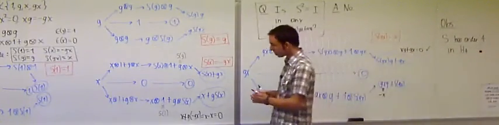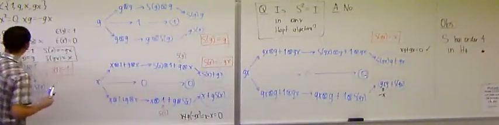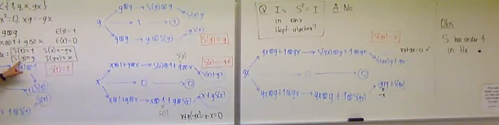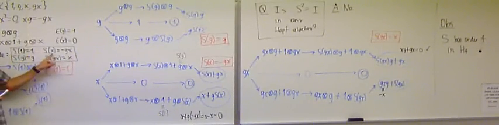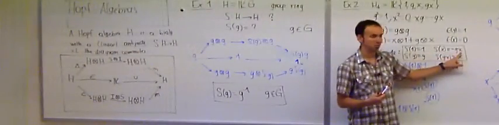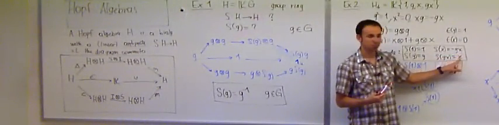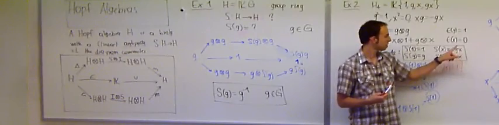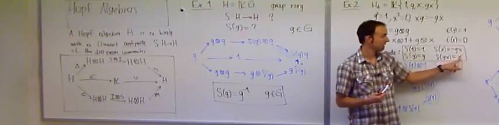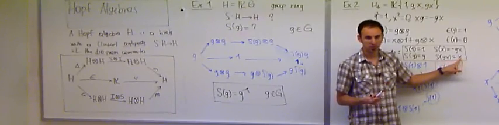So S of 1 is 1, S of g is g. Now, S of x, let's apply S to the element x. Apply it once, you get minus gx. Apply it twice, you get minus x. Apply it 3 times, you get gx. Apply 4 times, you get x. So S to the 4 is x.